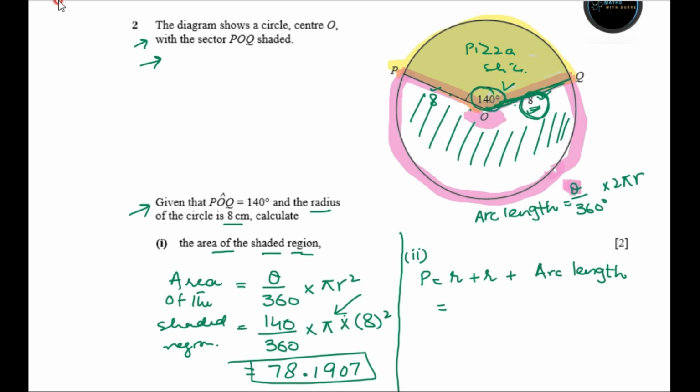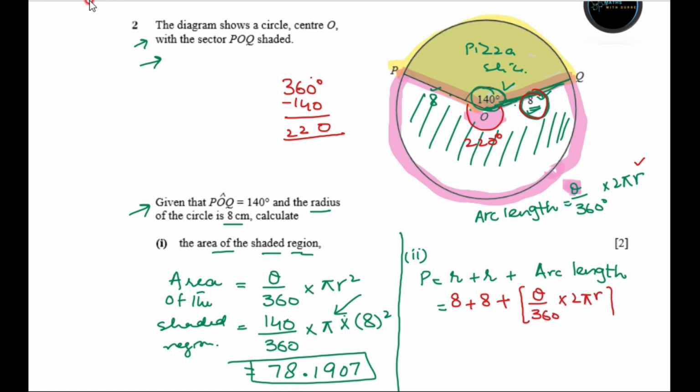So how can we calculate it? We can easily find it. How? We will just subtract 140 from 360, and we can easily get the answer, that will be 220, right? So this will be 220. And r will remain the same because 8 is already given, so r will be 8. So I'm going to substitute the values, 8 plus 8. So the arc will be theta over 360 times 2 pi r.